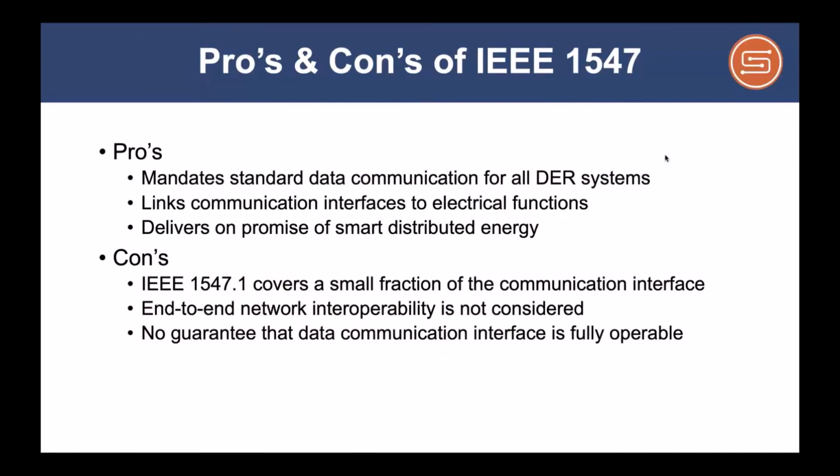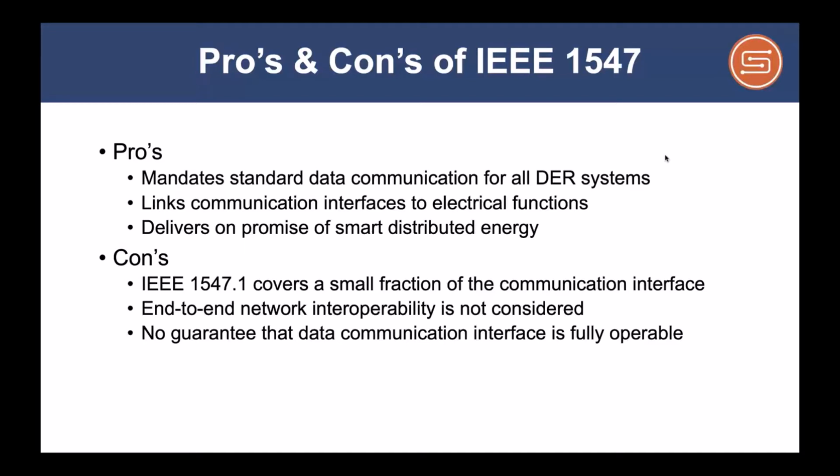All right, so that's the good news: we're going to have IEEE 1547 systems, and we really like the fact that data communication is now part of all these systems. That makes them more capable. It also, 1547, links the communication interfaces to electrical functions. So you have the ability to make these remote settings changes and do scheduling and things of that nature. All of this taken together allows the 1547 devices to deliver on the promise of smart and distributed energy that can be managed from afar.